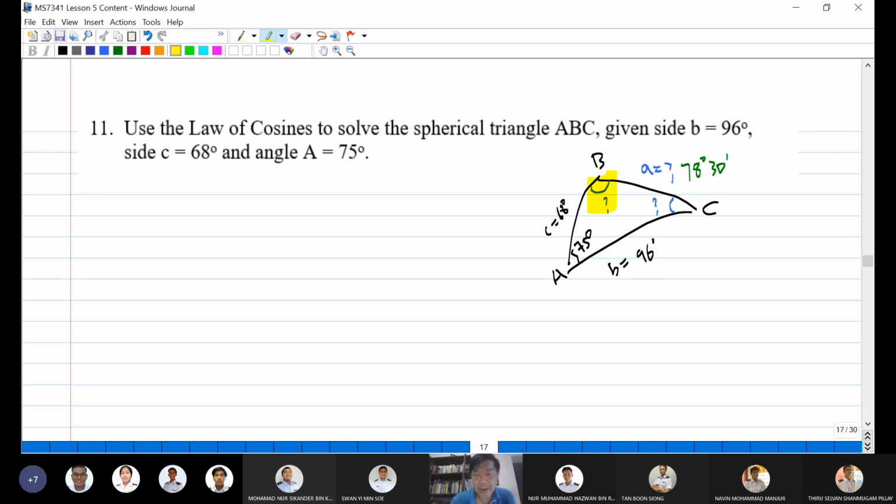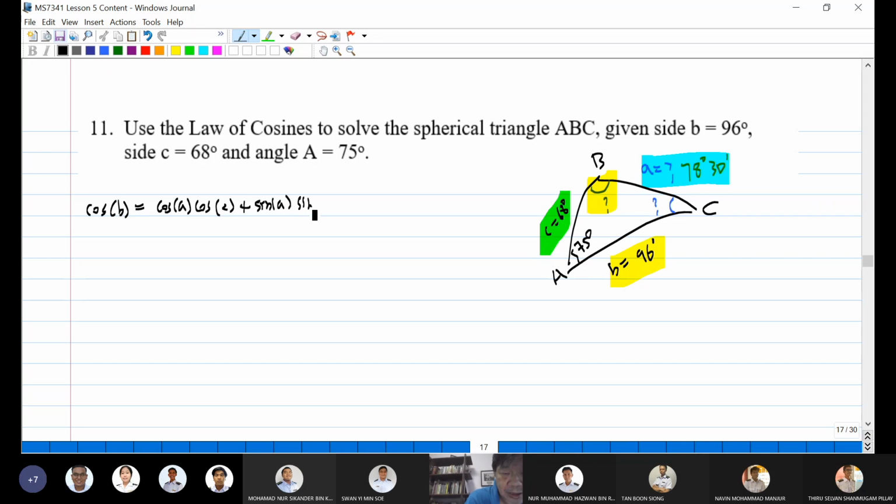Angle B corresponds to this one. So there are two sides, one of them is A, this one, and the other one is C. You see this one, right? So now write down the formula. The formula for cosine is cosine of side B is equal to cosine of side A cosine of side C plus sine of side A sine of side C times cosine of angle B.